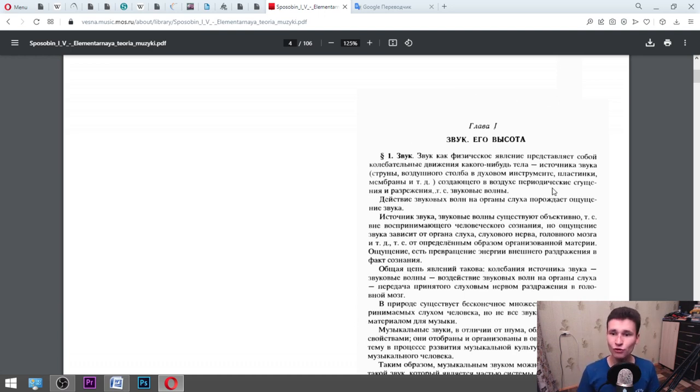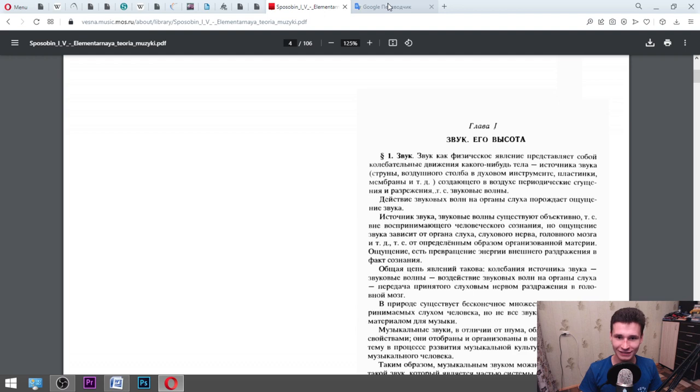Создающего в воздухе периодические сгущения и разрежения, то есть звуковые волны. Jesus Christ, you maybe don't understand what the hell is it. Сгущение. What is it? It is when concentration is getting bigger. I don't know how to translate it, really. I don't know the vocabulary of it. And разрежение means differentiation into different parts, into other particles. Gathering, in easy vocabulary, gathering and ungathering.